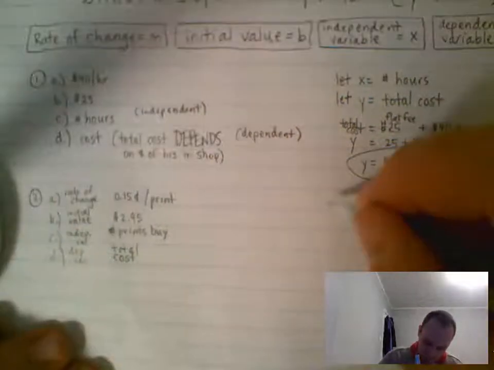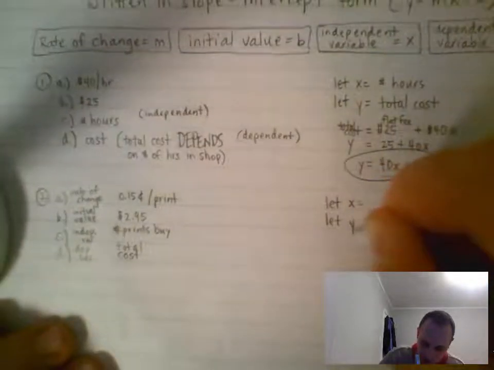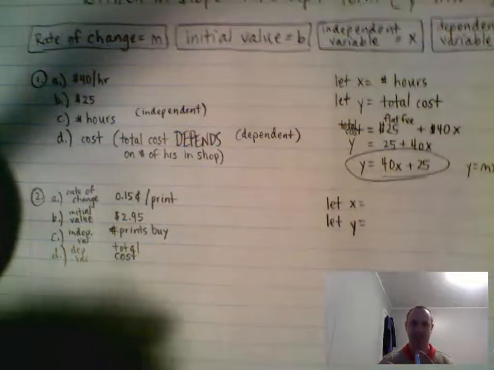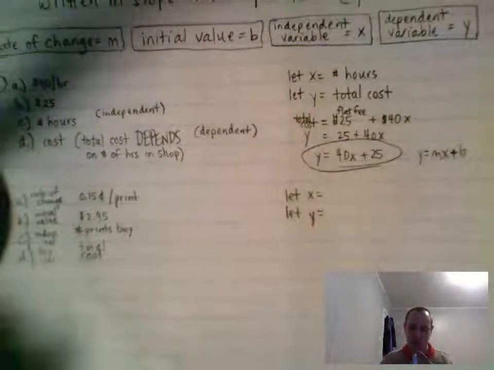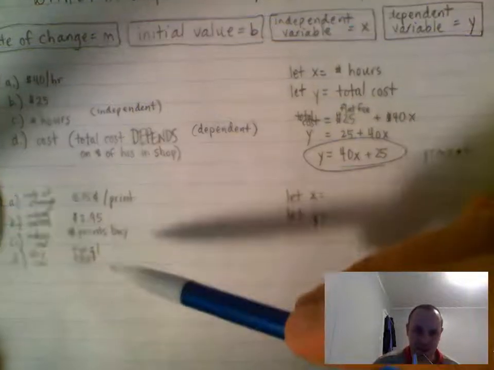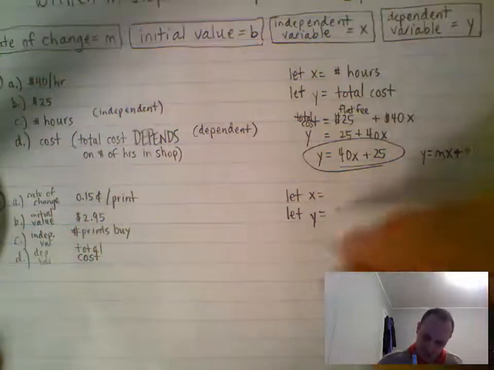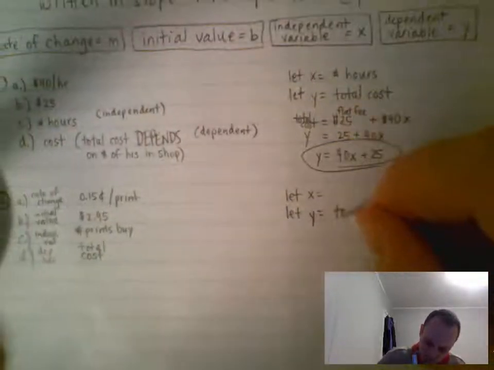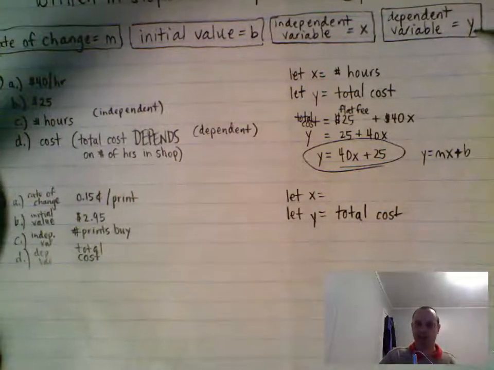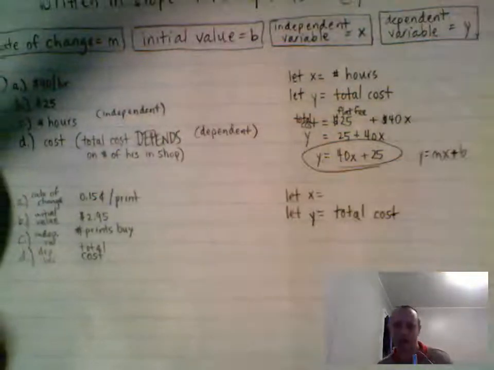Our independent variable, let x equal, and then our dependent variable, let y equal. I always like to start with the dependent because that's easier for me to understand. So which one depends on the other one? Well, in this case, the thing that depends is the total cost. So let y equal the total cost because that's my dependent variable. Y is our dependent variable up here in the notes. And then x would be the other thing that could vary, okay?